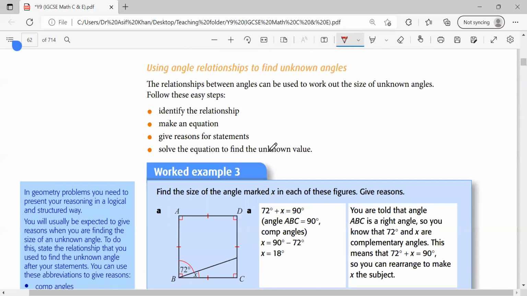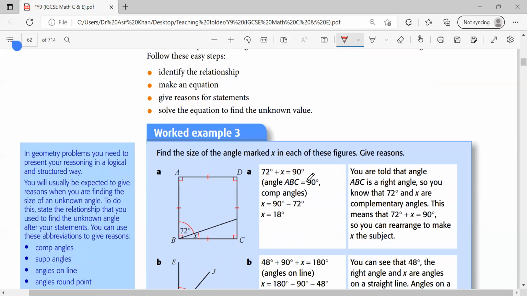Now here, how will you solve? Whenever you have any of these questions, a few steps you have to follow. Read from here: using angle relationships to find unknown angles. The relationship between angles can be used to work out the size of unknown angles. Follow these easy steps. Number one, identify the relationship. Number two, make an equation. Number three, give reasons for statements. Number four, solve the equation to find the unknown value.